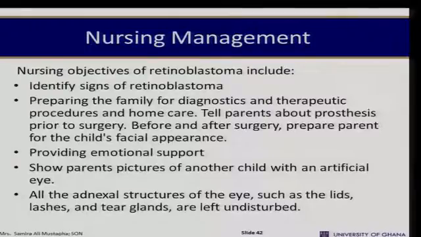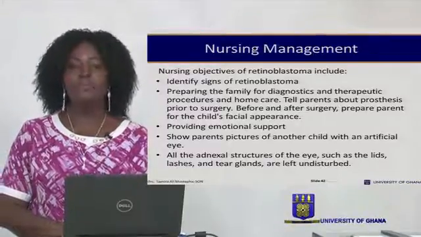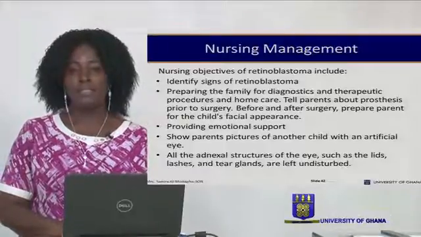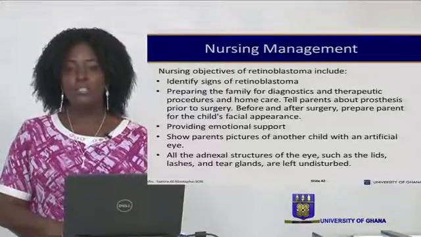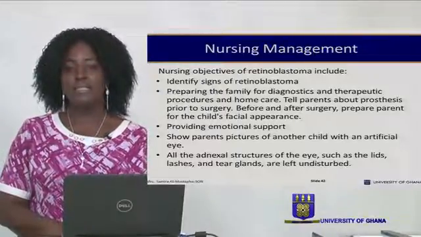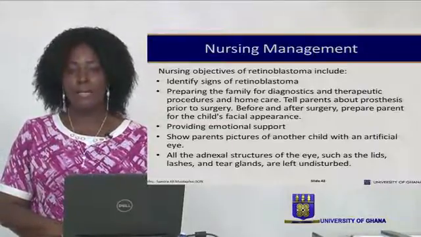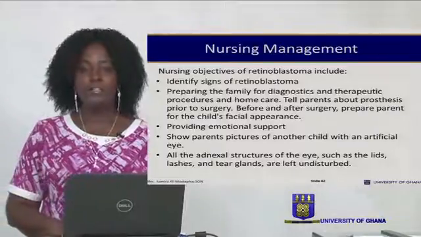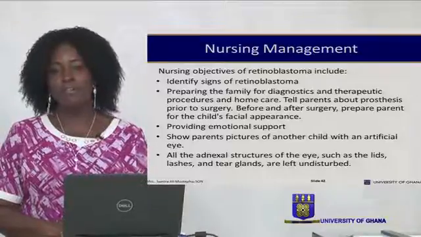So our nursing management is very key. We have to identify the signs and symptoms of retinoblastoma early. So in cases where you see a child presenting with an abnormal eye or cat's eye, as we saw in the picture, it needs to be reported early. And also we need to prepare the patients and family towards therapeutic procedures and explain that there is help available and introduce them to various methods available so they can make an informed decision.